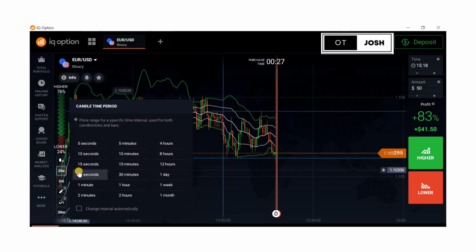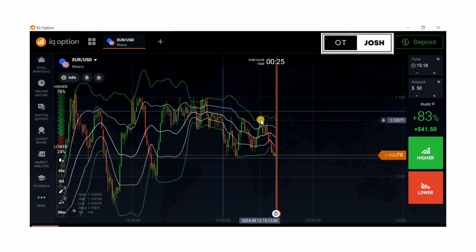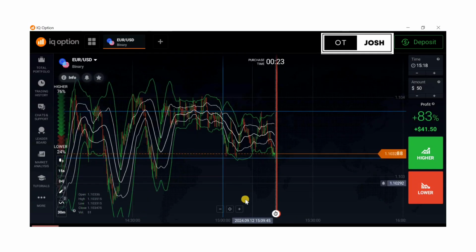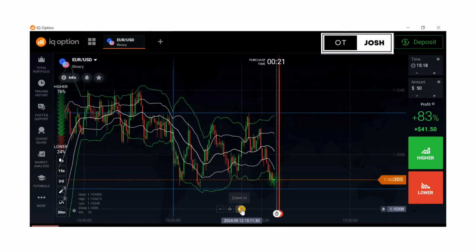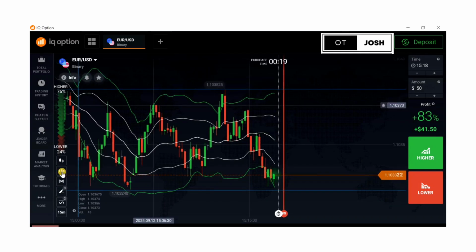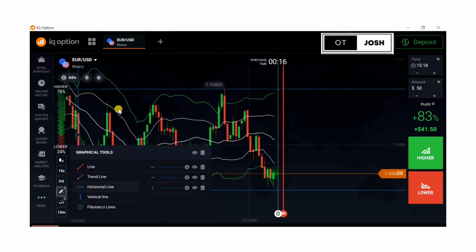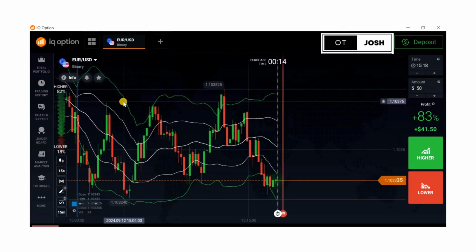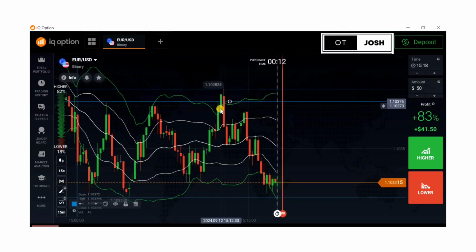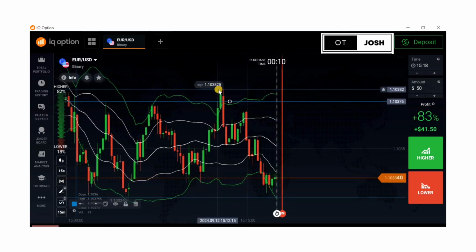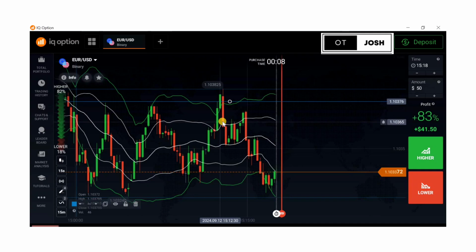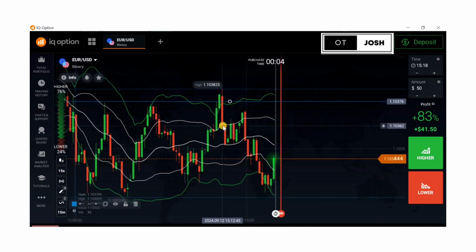Let me look at the 15 seconds. Let's see how it's going to be. The shooting star here. Okay, here it is. You can see that this was the trading range at the 15 seconds chart, and this candlestick broke out, and after this breakout, it came back, fake breakout. This is the signal. This is the strongest signal you can find.